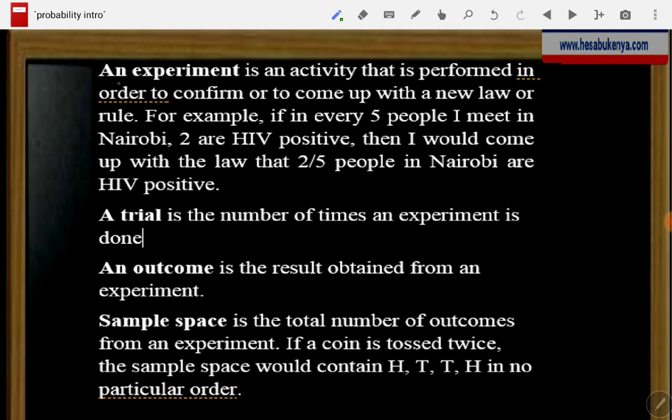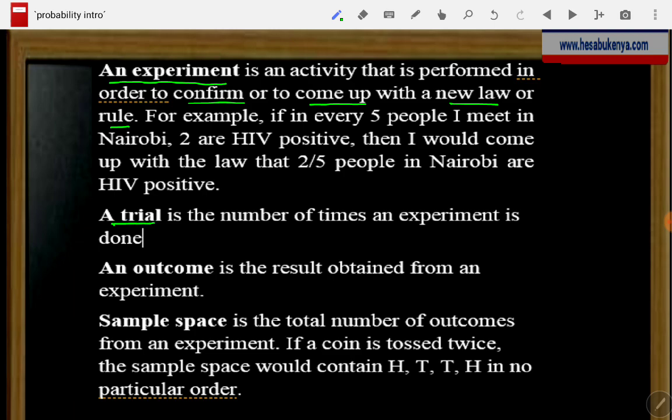Now, an experiment is an activity that is performed in order to confirm or to come up with a new law or a rule. For example, if in every 5 people I meet in Nairobi, 2 are HIV positive, then I would come up with a law that 2 out of 5 people in Nairobi are HIV positive.